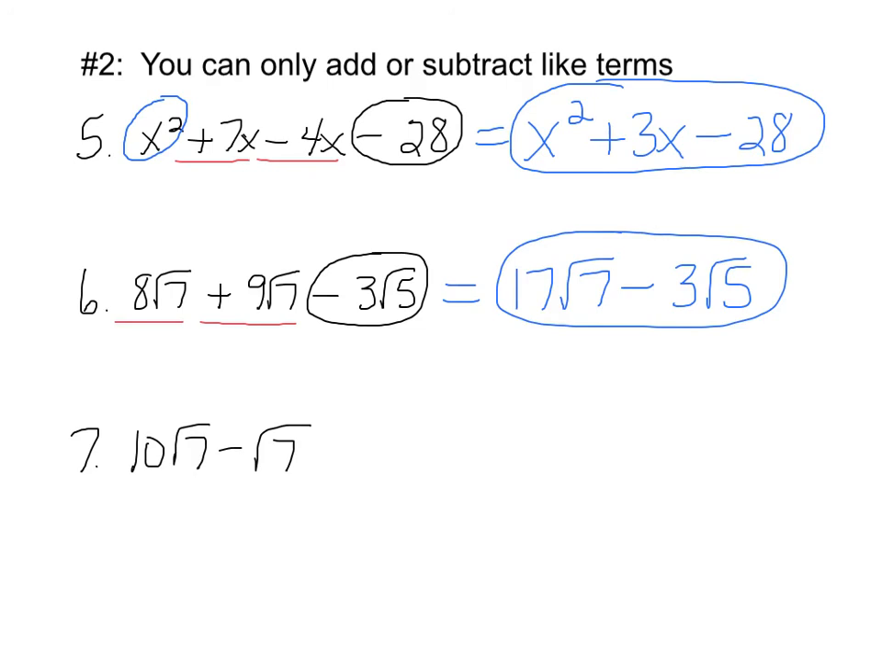Last one. Number 7, 10 radical 7 minus radical 7. You might think that this answer is just 10, that the square roots cancel out. That is not the case. Think of this as 10 radical 7 minus 1 radical 7. Then I can subtract these. 10 minus 1 is 9, so I have 9 radical 7s. So the main thing to remember here is you can only add and subtract like terms.